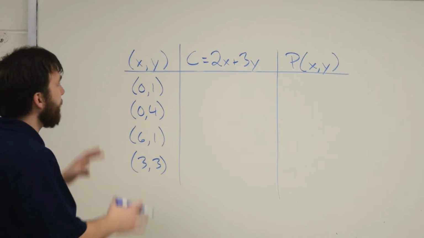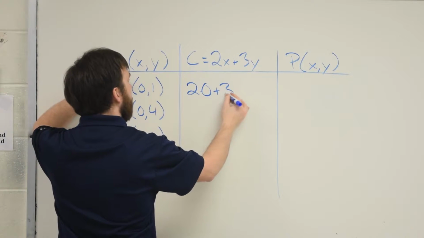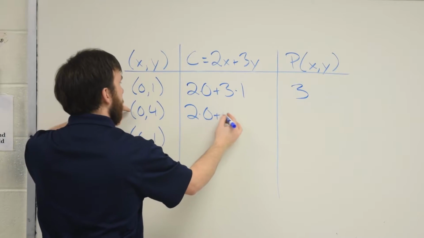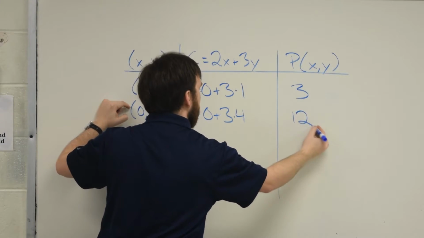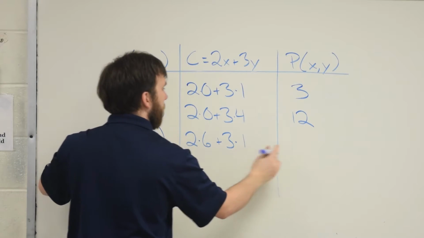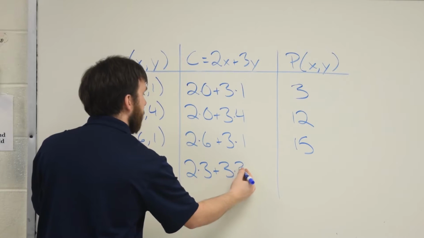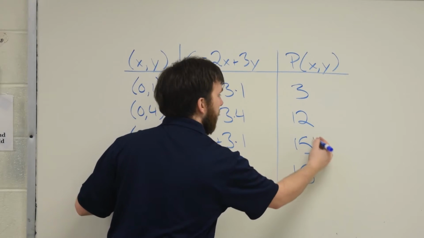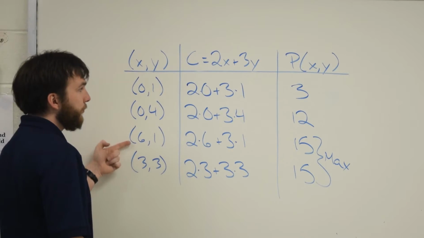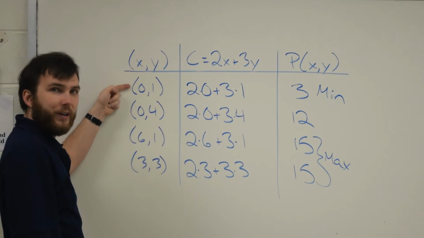Okay, the objective function for number 4. Let's see, we're going to do 2 times 0 plus 3 times 1. And do 2 times 0 plus 3 times 4. Do 2 times 6 plus 3 times 1. And we're going to do 2 times 3 plus 3 times 3. We have a tie for max. Our max is 15 and it happens at both of those points. Our minimum is 3 and it happens at that one point.